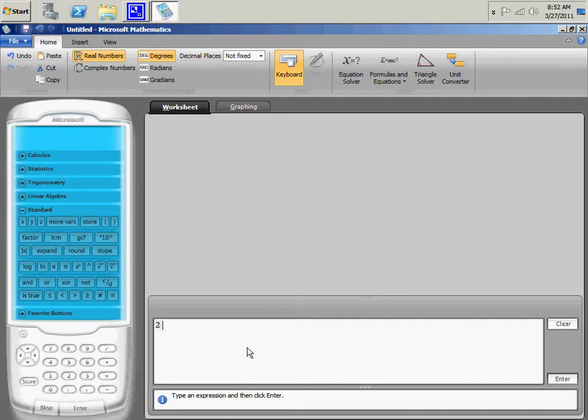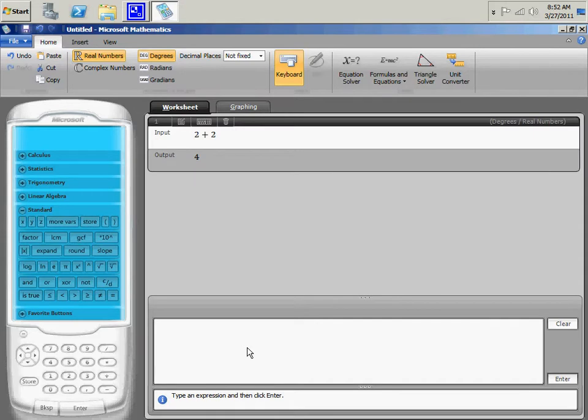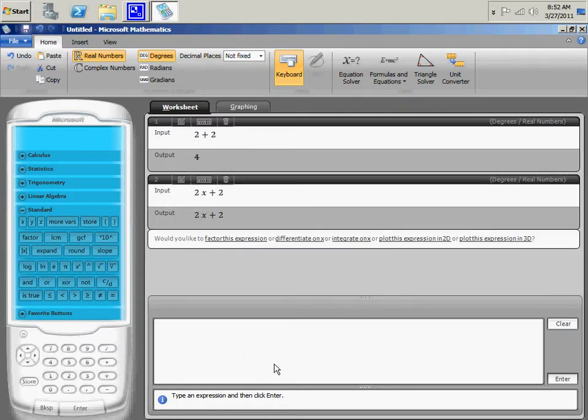Within the context of a workspace here, I can just go ahead and type in basic mathematical statements like 2 plus 2, and you get the answer is 4. I can also do things algebraic, meaning I can include a variable there. And what it'll do is it'll actually show me options that it'll provide for me in working with that mathematical statement. So I'm going to plot this expression in 2D.